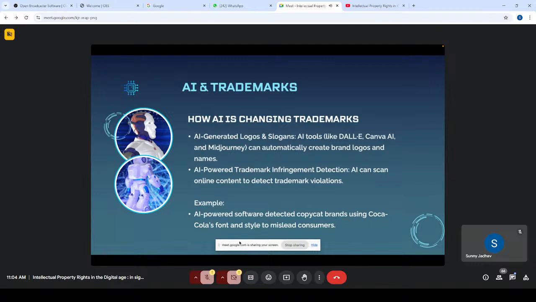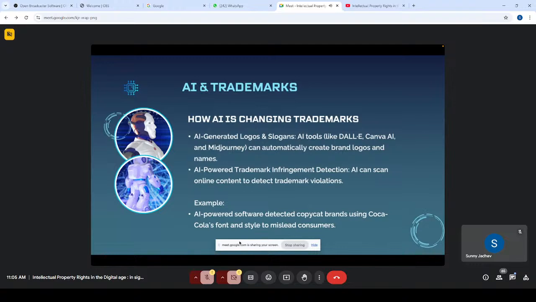AI-powered trademark infringement detection. That was one negative point, and the positive side is that AI can scan online content to detect trademark violations. As a designer, if I'm designing a logo, I have to go through market research data on competitor companies and their logos. It takes a lot of time, and there is huge room for human error. But AI systems can quickly detect any violations or infringements. You can use AI as a tool to detect infringements or trademark violations as well.